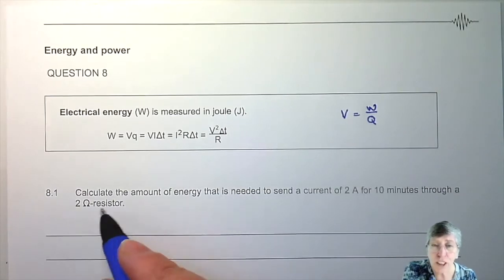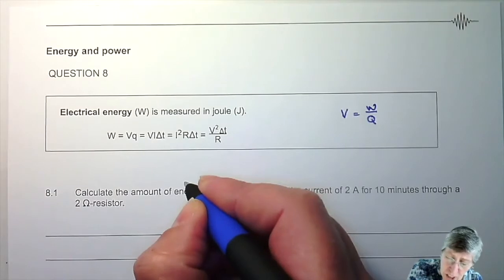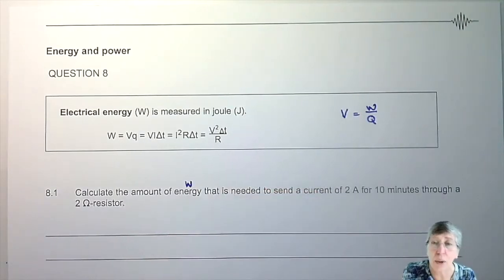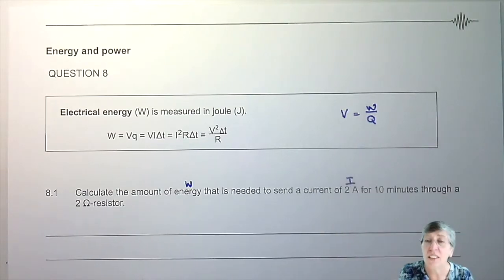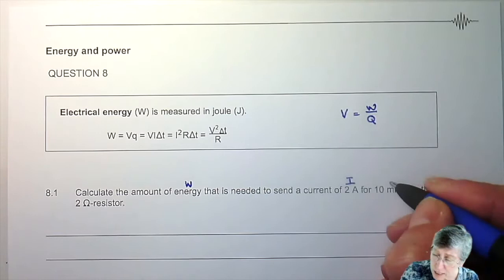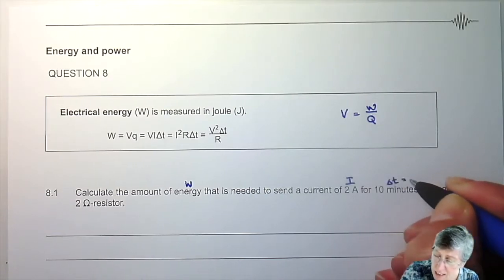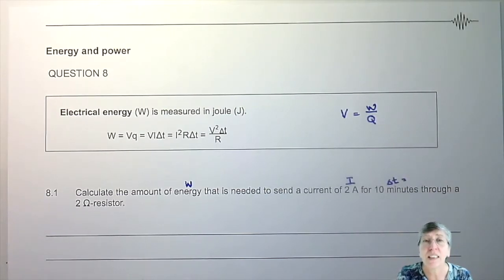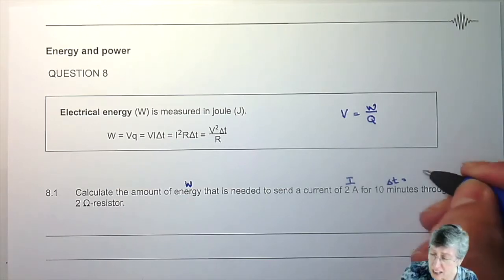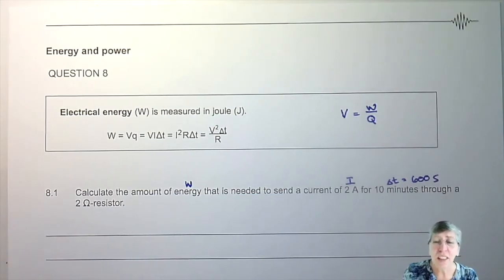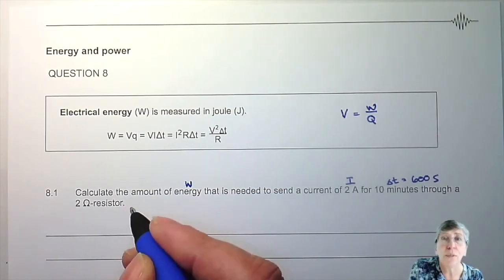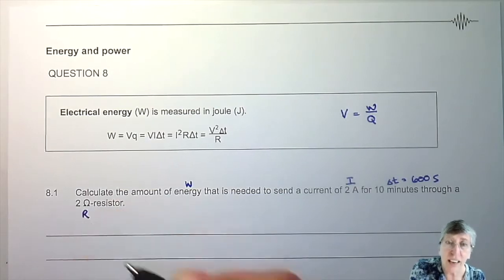Now let's look at the first example there. Calculate the amount of energy. So I'm looking for the W that is needed to send a current of 2 amps. Okay, 2 ampere, that will be the current, that is I. For 10 minutes, that's delta T. And important, we don't want that in minutes. Time must be in seconds. So I'm going to multiply by 60, and then I end up with 600 seconds. And then we are told through a 2 ohm resistor, so I've got R as well.